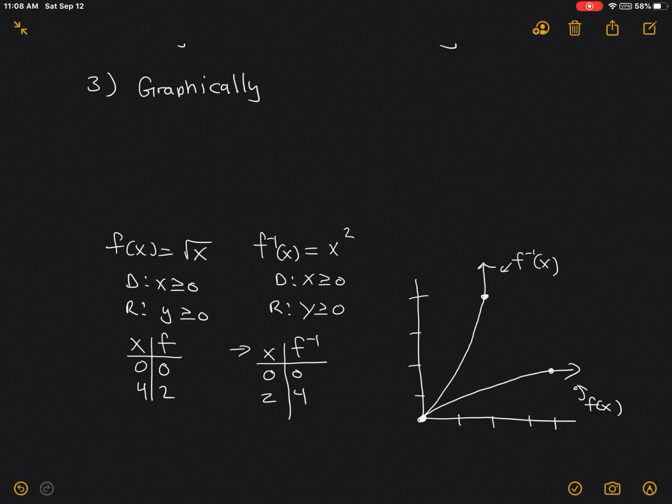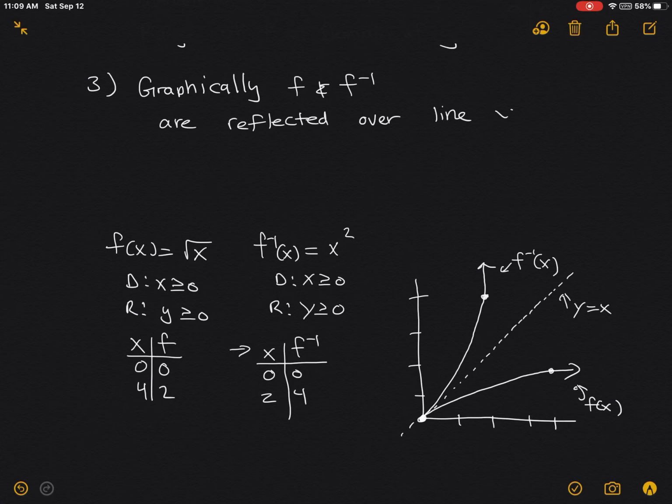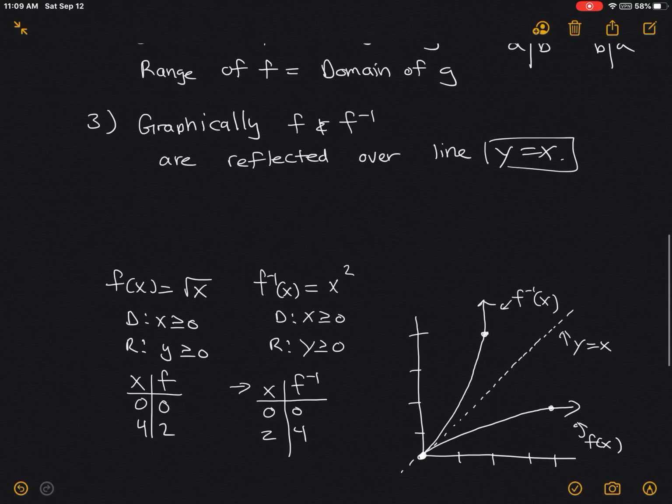All right, now, graphically, what's the point? The point is that when you graph a function and its inverse, you will notice that it's a reflection over the line y is equal to x. Okay? Graphically, f and f inverse, or you can call it f and g, in this case I use f and f inverse, are reflected over the line y is equal to x.